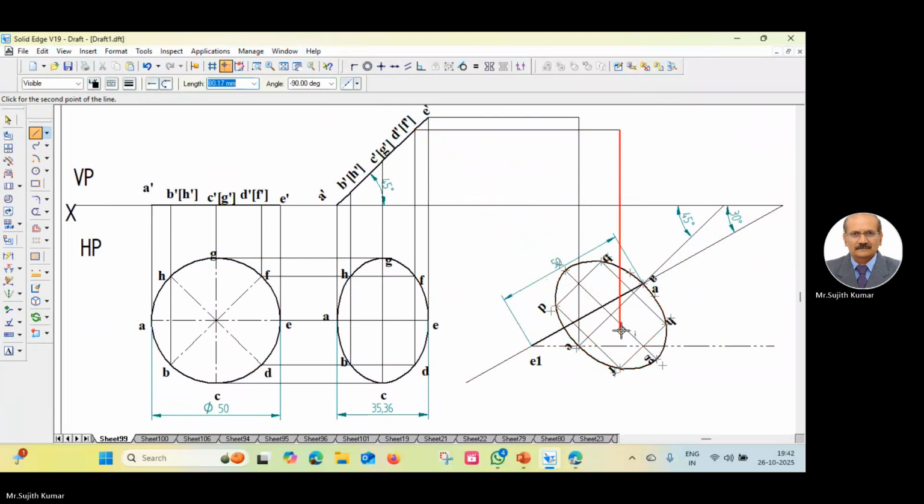This is F. This is D. Name it, will confuse, okay. D dash, this is D dash. This is D dash. And this is F dash. And go to line command.